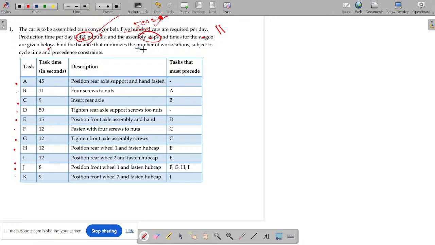Find the balance that minimizes the number of workstations subject to cycle time and precedence constraints. So looking at this table and this phrase, number of workstations, you have to understand this is a line balancing problem. This will not be mentioned anywhere. You have to understand that usually with workstations, this is line balancing.